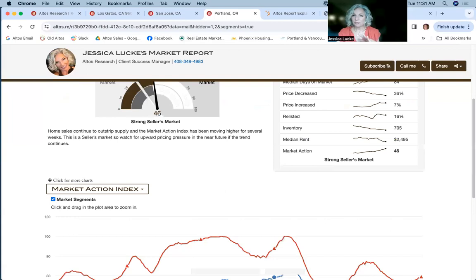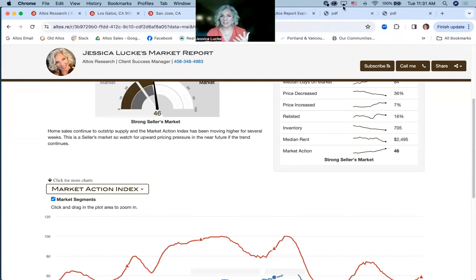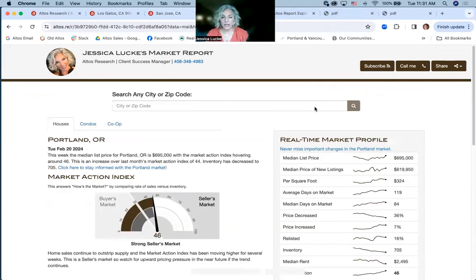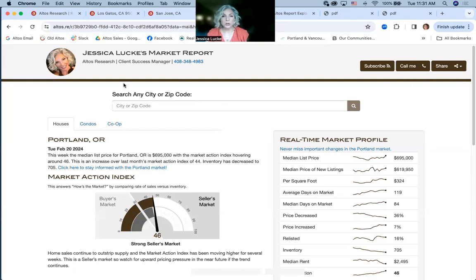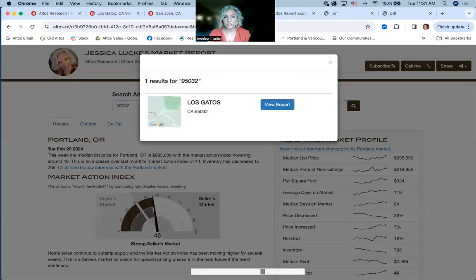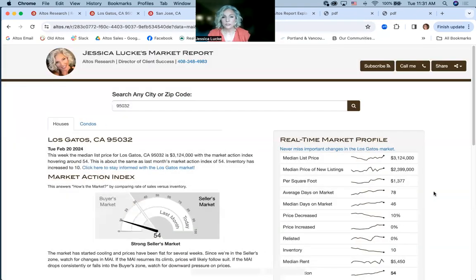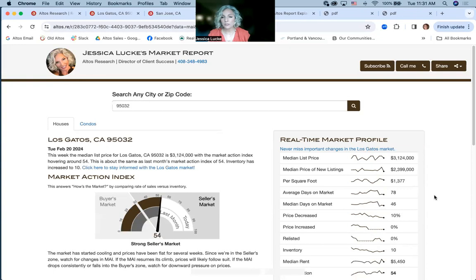All right, so I know that we're at the end of the hour or the half hour, but before I go ahead and change gears a bit, I wanted to make sure that you're aware that you can go and share these. Convert to a single page PDF, a full report PDF, okay? Make sure that you know that you can share on social media. You have a search functionality here that allows you to go and search anywhere. So if I wanted to go to my zip code, you just search and voila, here we are, Los Gatos, California, okay?